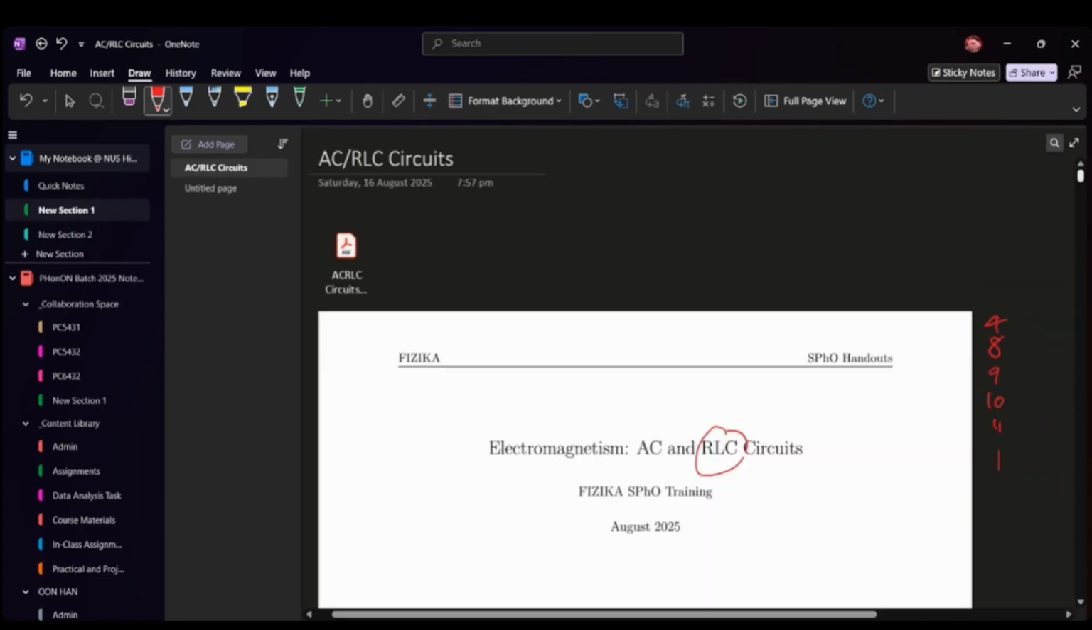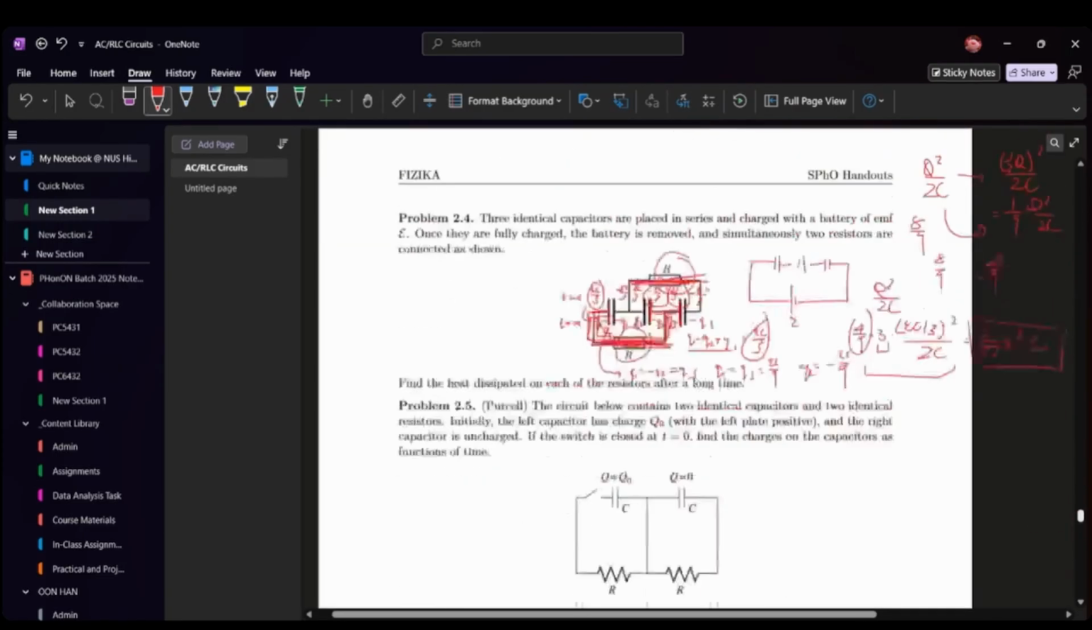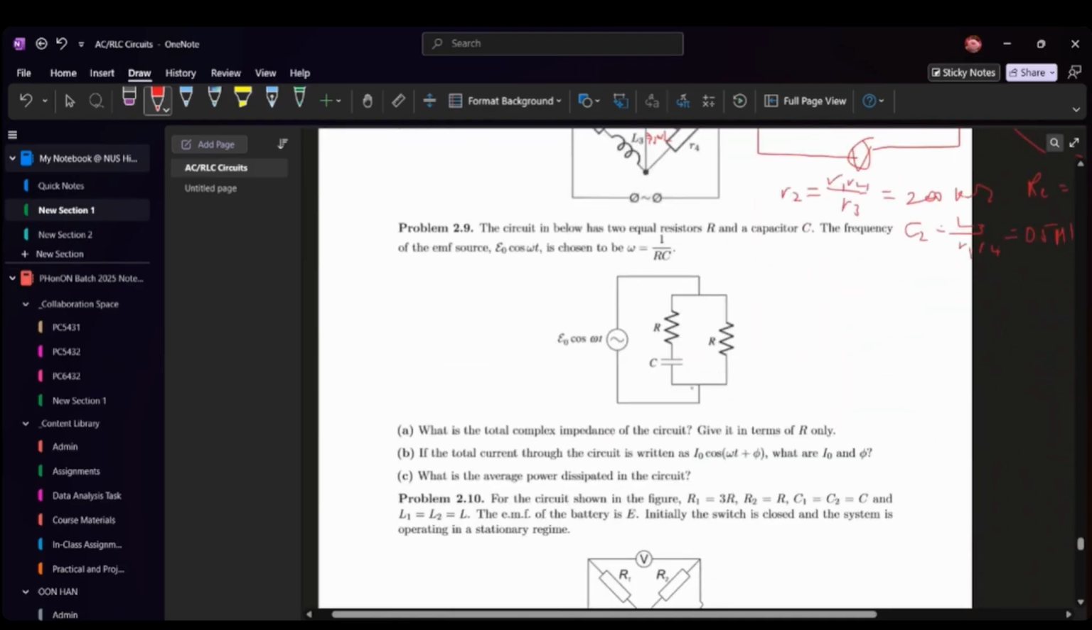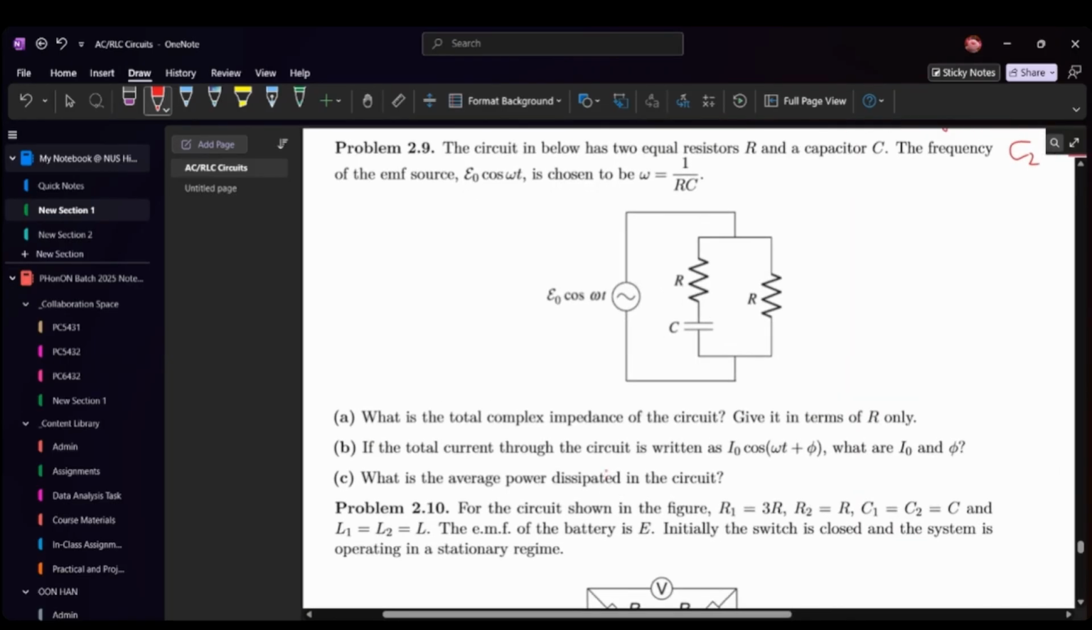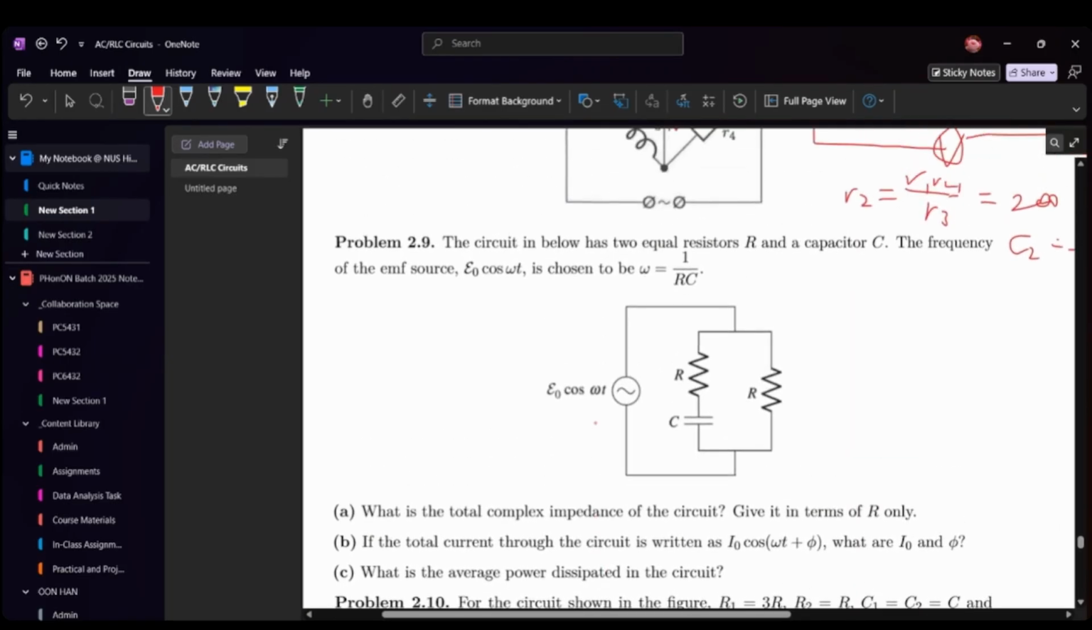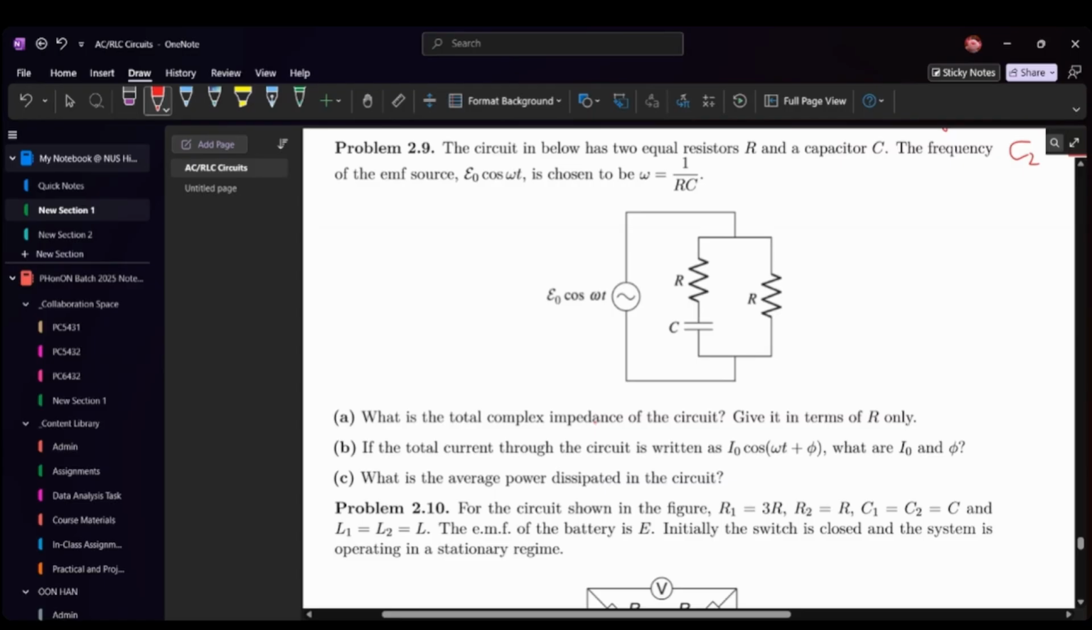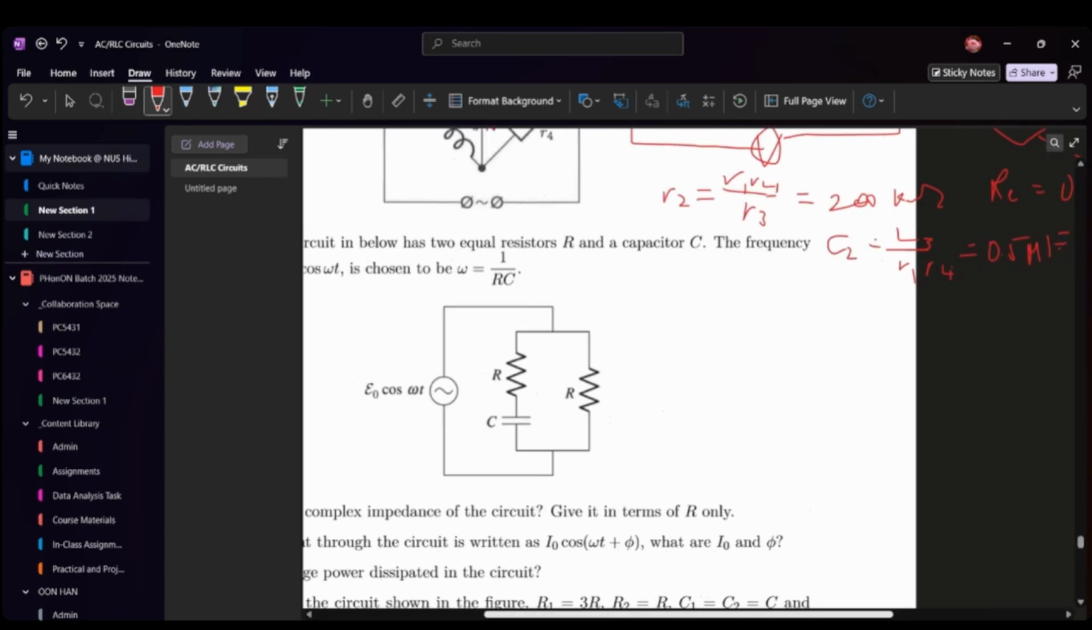Next is Q9, which is this question. The circuit below has two equal resistors R and a capacitor C. Your frequency of the EMF source is this. First thing to do, calculate the total complex impedance of the circuit. Okay, that's pretty easy, isn't it?